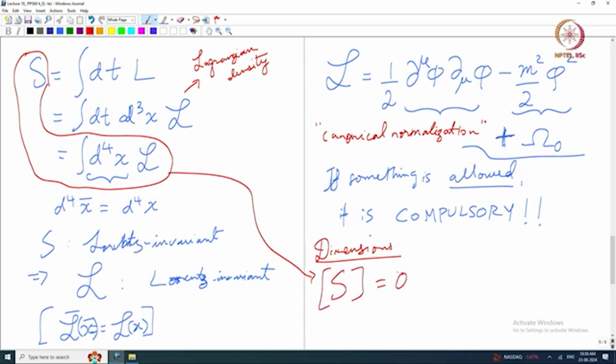That is still a number, right? In classical mechanics it was just a number. Similarly, here also that is still a number. It's a number that you are trying to minimize, right? You want it to be on a stationary point.